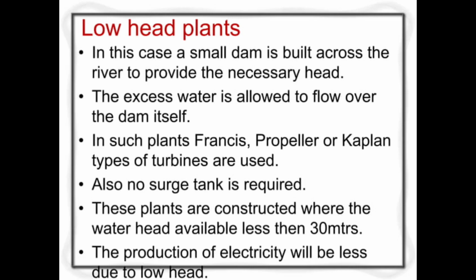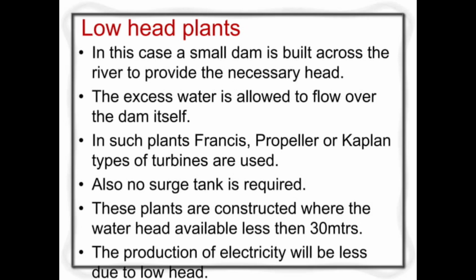Low head plants. In this case, a small dam is built across the river to provide the necessary head. The excess water is allowed to flow over the dam itself. Francis, propeller or Kaplan type of turbines are used. No surge tank is required. These are constructed where the water head available is less than 30 meters, approximately 100 feet.